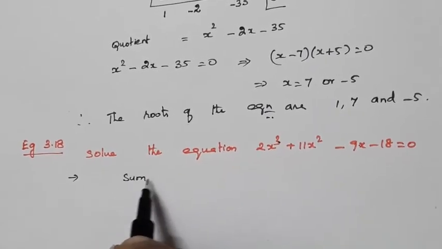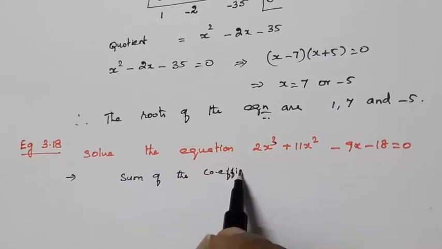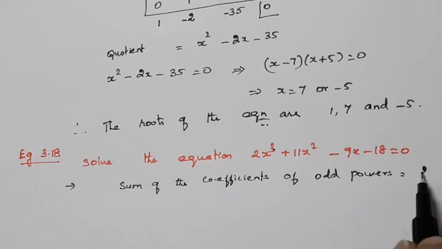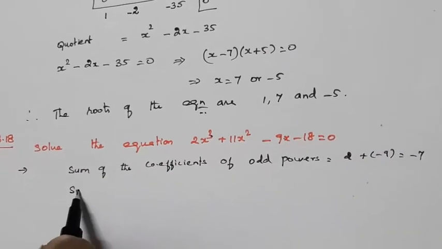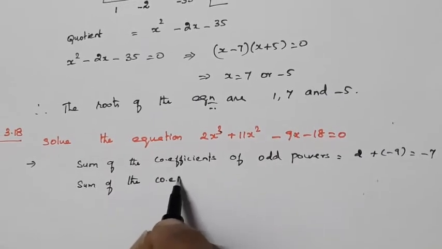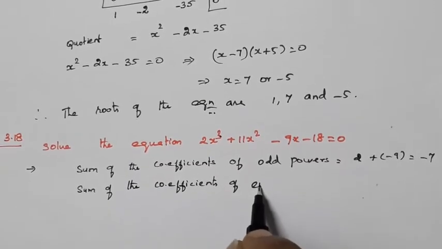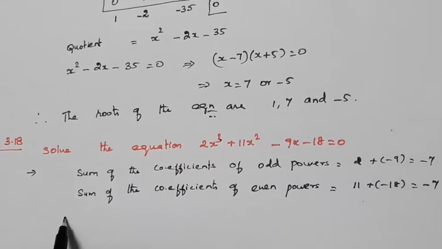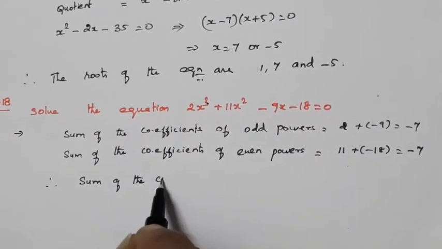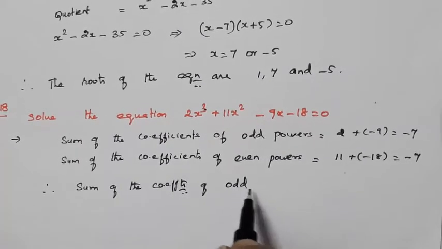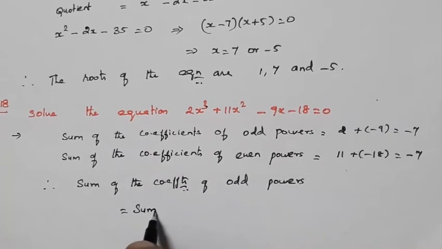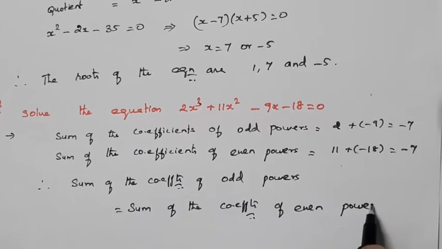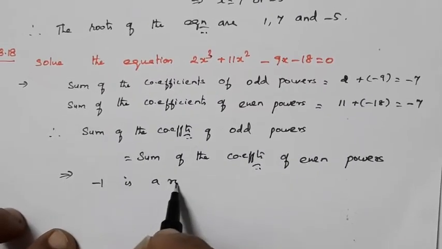So what is the sum of the coefficients of odd powers? Odd powers means 2 plus minus 9, which is equal to minus 7, and then the sum of the coefficients of even powers is equal to plus 11 and minus 18, that is equal to minus 7. Therefore, the sum of the coefficients of odd powers is equal to the sum of the coefficients of even powers. So this implies that minus 1 is a root of the equation.